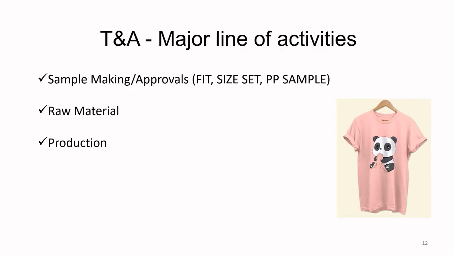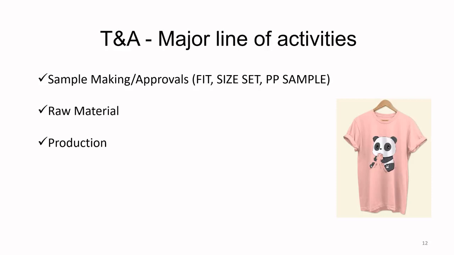Now, if you look at the time and action calendar, the major line of activities, the three things that have to be done, is first the sample making, and along with that, the approvals. So make the fit sample and the approval, the size set and the approval, the pre-production sample and the approval. So this is one line of activity.